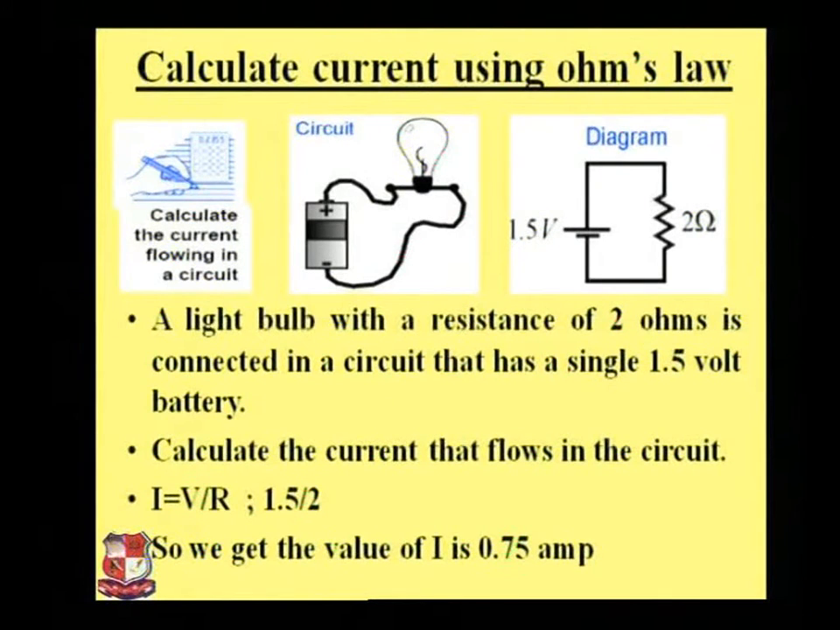So it means that if you know two values, then you can easily find the third one. A 0.75 ampere current can flow through the bulb whenever you connect the 1.5 volt battery across the device.